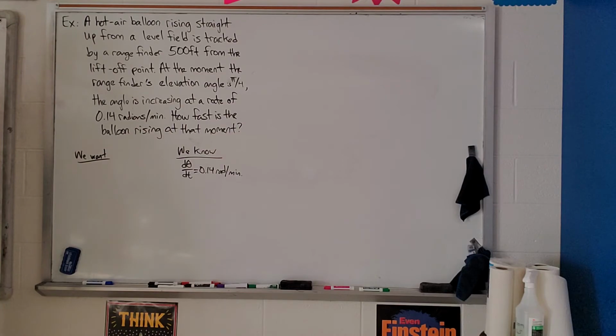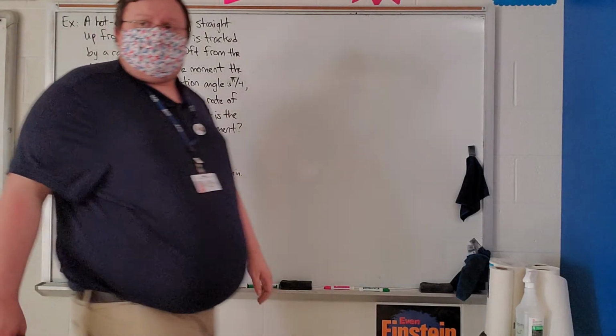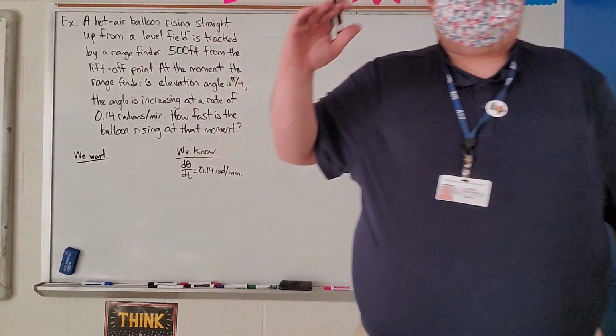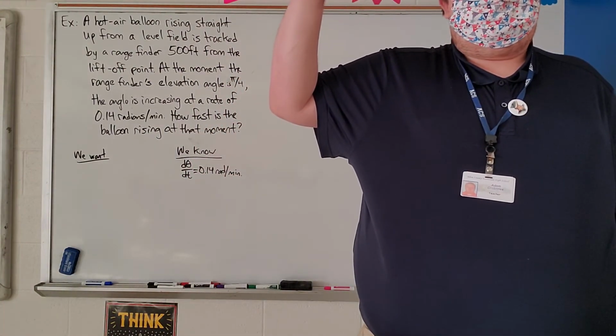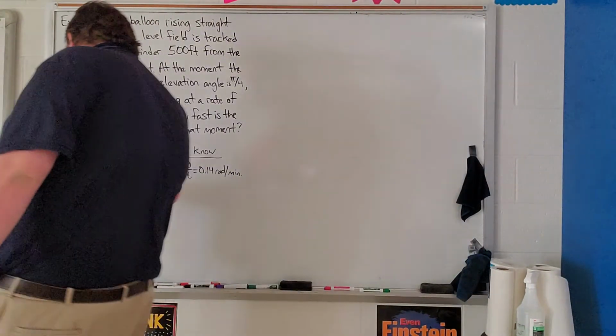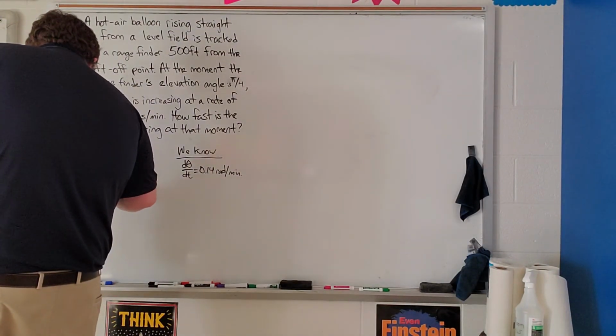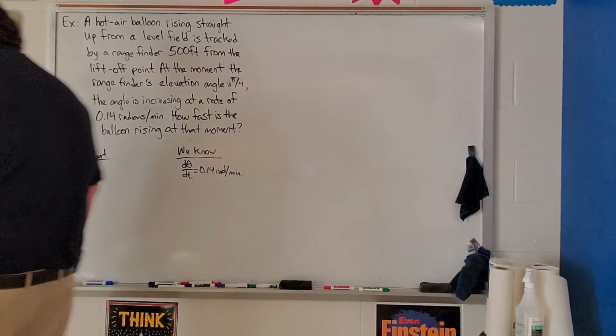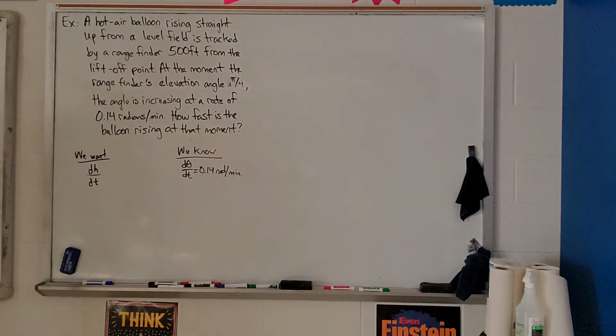If I'm talking about how fast the balloon is rising at the moment, I'm talking about how high the balloon is. So I'm really talking about a height, sort of. It is a velocity though. You're not wrong. But I'm going to be looking for dH/dt. I need a formula that relates this. So I need to draw a picture for sure to make sense of this problem.